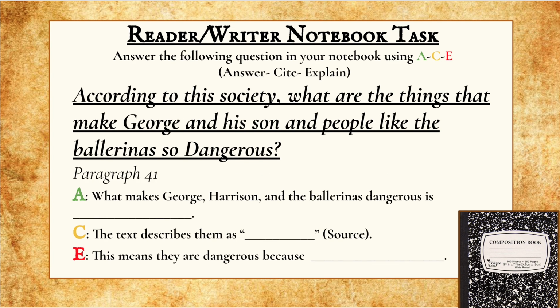And our third text-dependent question is, according to the society, what are the things that make George and his son and people like the ballerinas so dangerous? You can find the answer to this on paragraph 41. And the answer is going to be, what makes George, Harrison, and the ballerinas so dangerous is, the text describes them as, and your source, which is your paragraph citation, and this means they are dangerous because, and you answer.